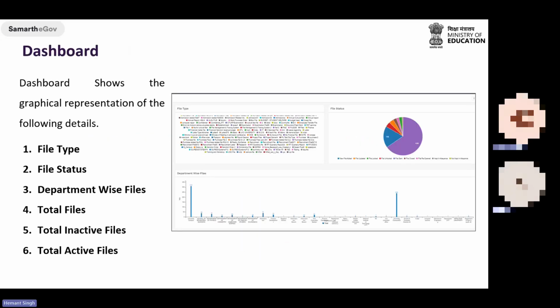And then this is a dashboard. A dashboard is an overview: file type, file status, department-wise files, total inactive files, and total active files are visible in the dashboard and also visible in the graphs.